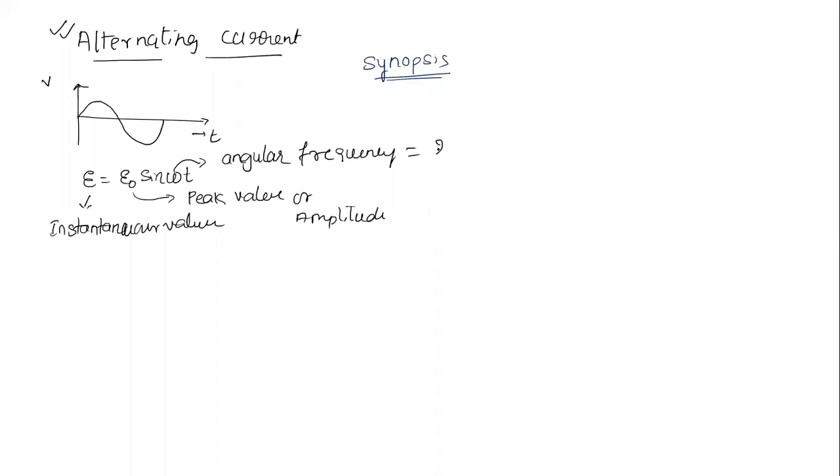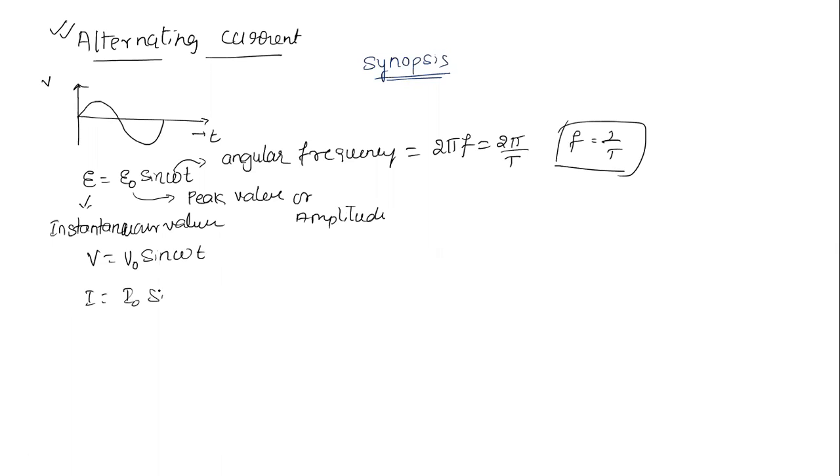and this angular frequency is given by the formula 2 pi f, that is equal to 2 pi by T, because we know f equal to 1 by T, there is a formula. Okay, so this is given as the instantaneous value. Similarly, I can write voltage as V equal to V naught sine omega t, current as I equal to I naught sine omega t. So these are the instantaneous values, these are the amplitude values.